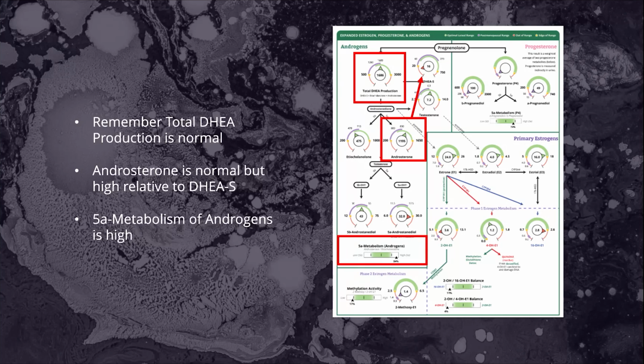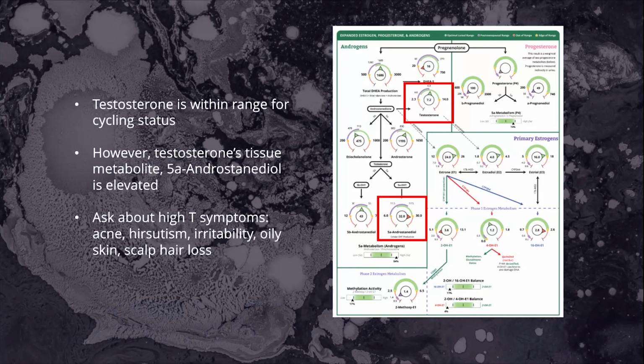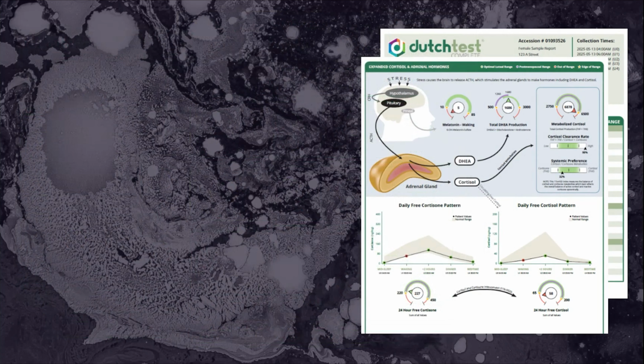The 5-alpha metabolism population slider here confirms DHEA's metabolic preference, so those strong tissue androgens. So, pretty androgenic picture here. Testosterone is within range for a cycling female, but its 5-alpha reductase metabolite, 5-alpha androstanediol, is high. This is all stuff that we gleaned already from the summary page. So let's move to the adrenal panel next.